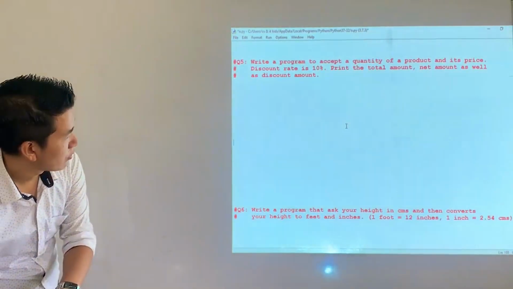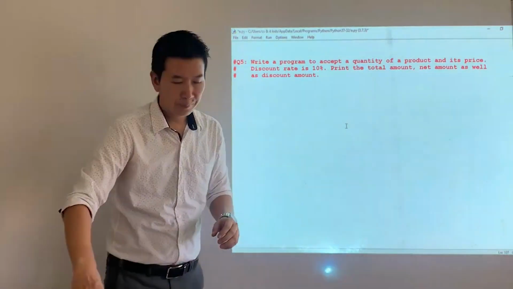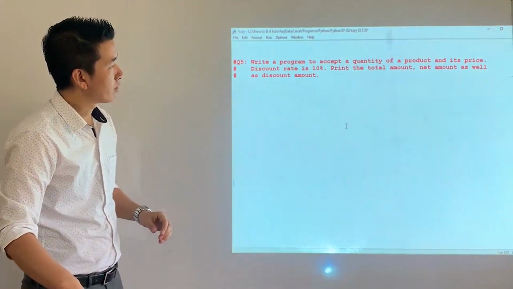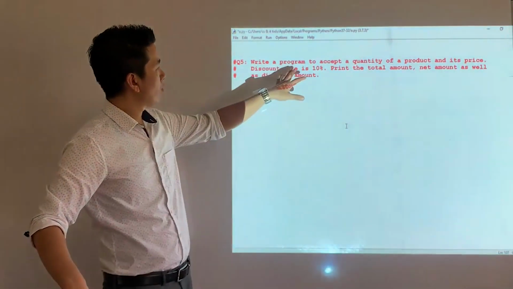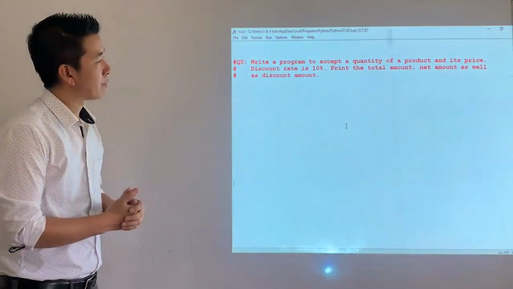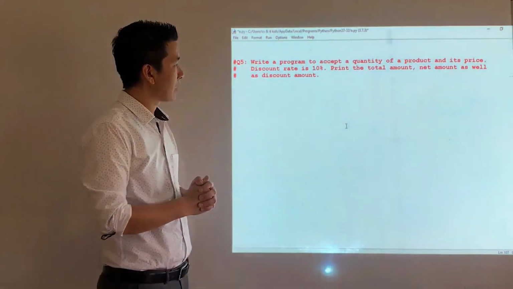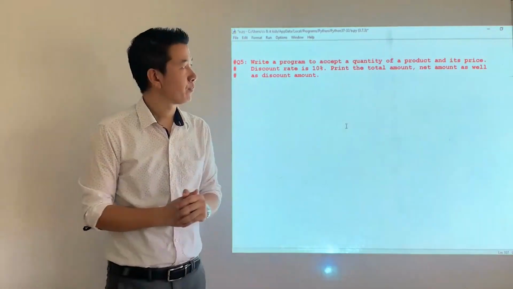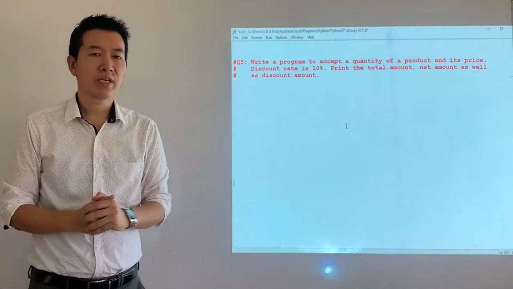Again, let's read the question properly. The question is, write a program to accept a quantity of a product and its price. The discount rate is 10%. Print the total amount, the net amount as well, and the discount amount.